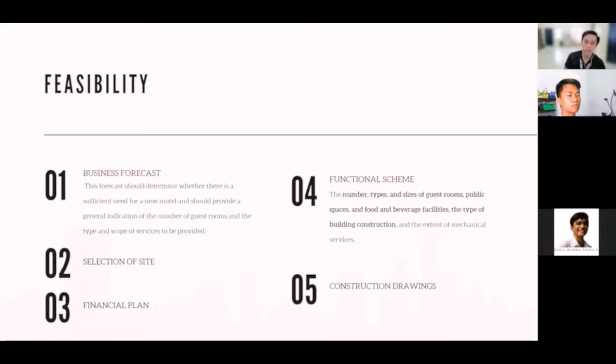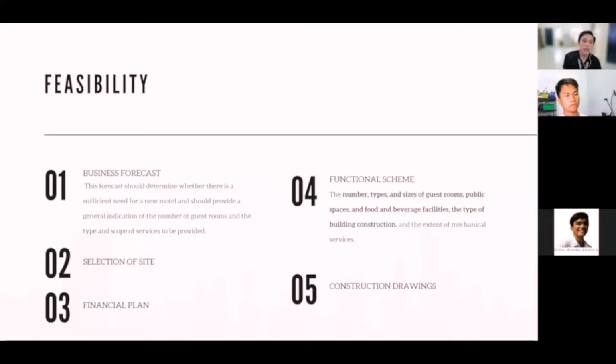Number 2, selection of site. So yun nga, mamimili na ng site. So mamaya i-explain pa natin further what kinds of location or strategic location your motel can be located.